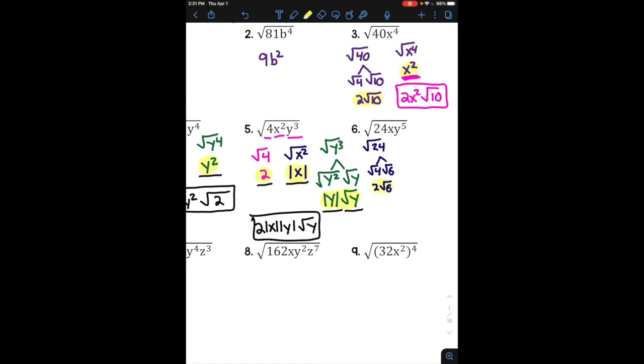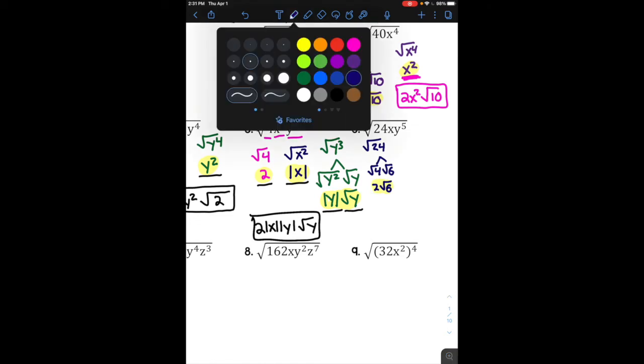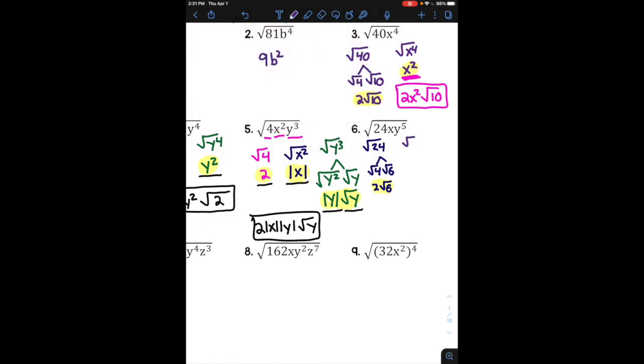So the next part would be the square root of x. What times itself would give us x? That would be nothing. The square root of x actually can't be simplified any further because there is no perfect square or variable with an even exponent that goes into it. So we can't simplify that any further.